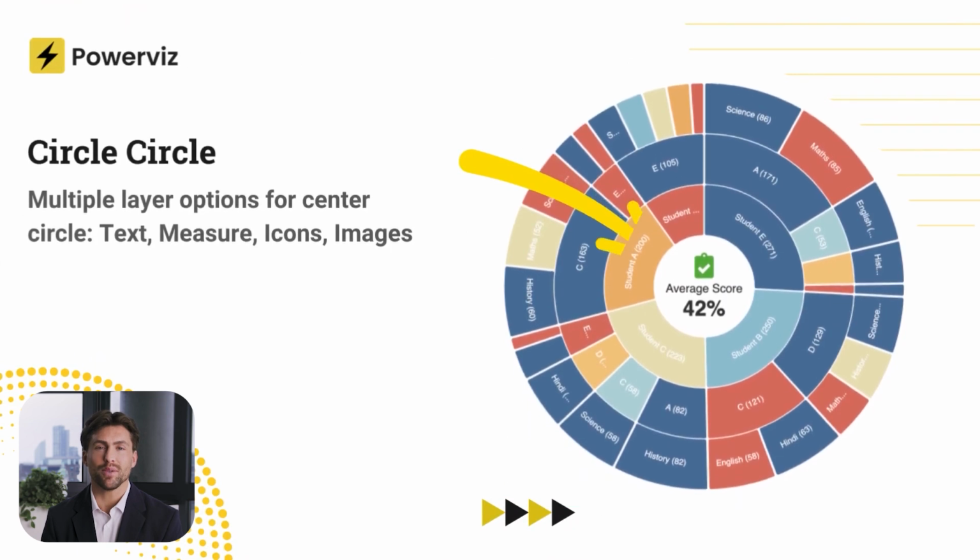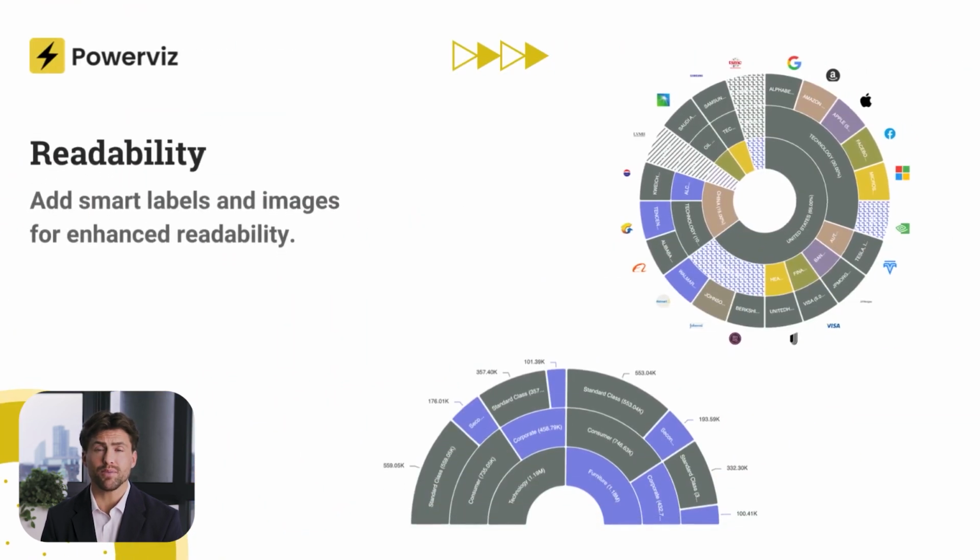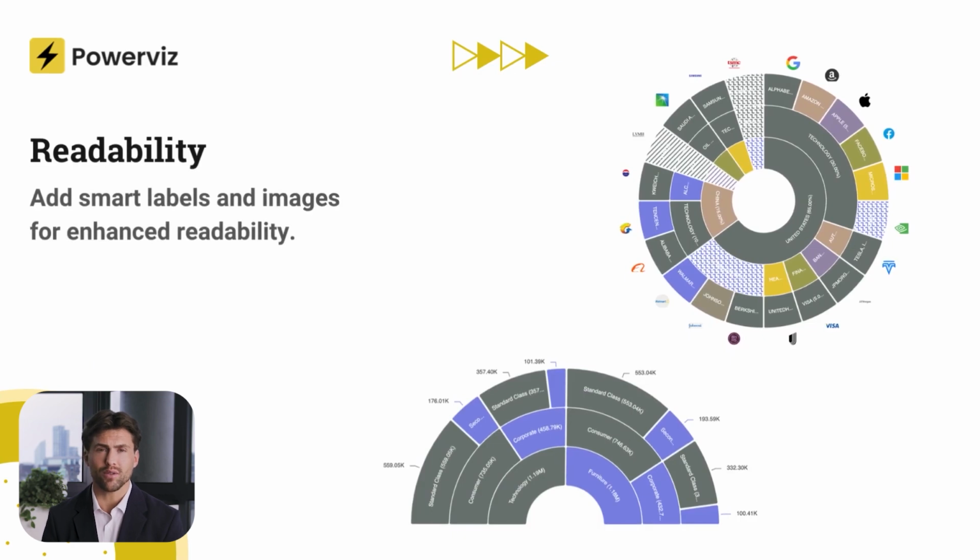Personalize the center of the chart with text, measures, icons, or images, and display custom visuals on the outer ring to make category recognition easier and more intuitive.